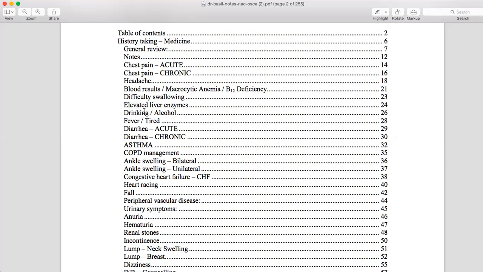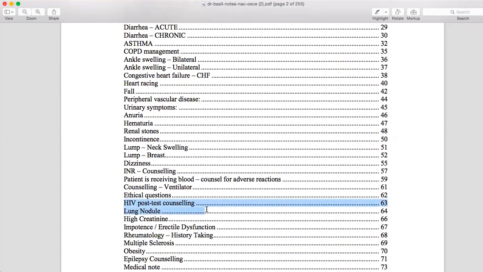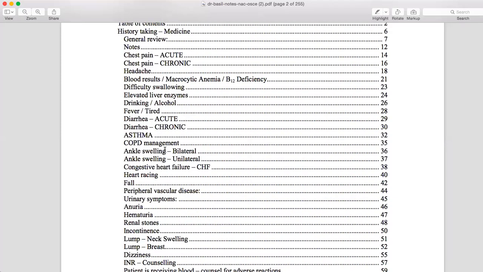That's why I said, if you try to prepare by yourself, try to do it from Dr. Basil notes, but you still need some help. So ask somebody who is an expert in that to help you. Then along with this is HIV counseling. This is very important. So you have to do all of these cases, which are actually in Dr. Basil notes.